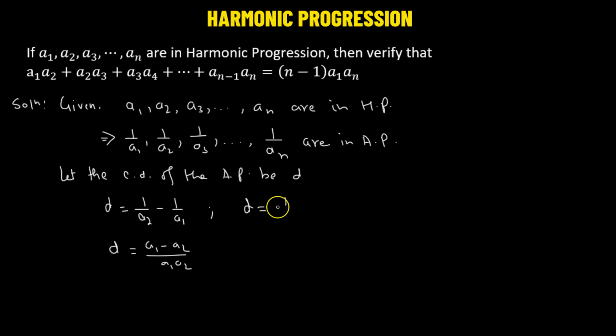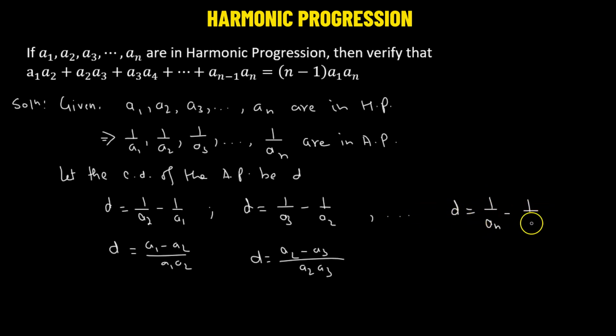That means we should get the same value if we take the third term and from it subtract the second term. So that means we have A2 minus A3 divided by A2 times A3. So this is also going to be the common difference D, and so on. Similarly, we can define for the last term, so we can take 1 over AN and from it subtract the second last term, which is n minus 1. So we'll have A(n-1) minus AN divided by A(n-1) times AN. So this is the common difference.